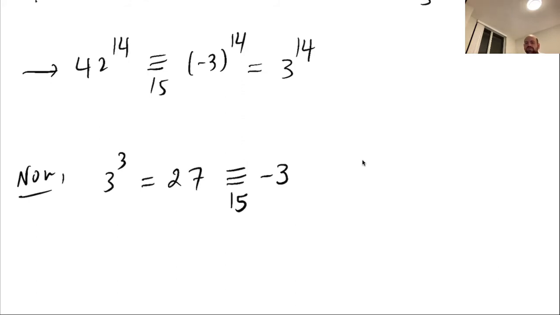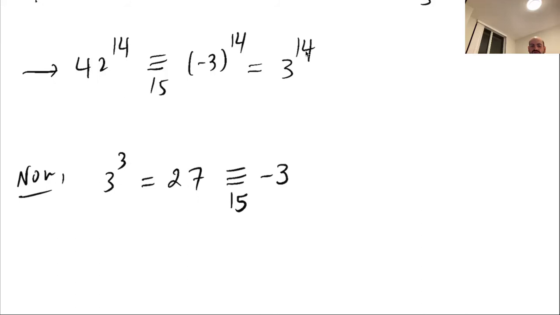My goal is to make the small numbers appear rather than big numbers. So 3 to power 3 is 27, which is big, but can be replaced with minus 3 mod 15. Why again? Because 27 and minus 3, their difference is 30, which is divisible by 15. So 27 and minus 3 are congruent, and this is 3 to power 3. What do I need? I have 3 to power 3 here, which is congruent to minus 3.